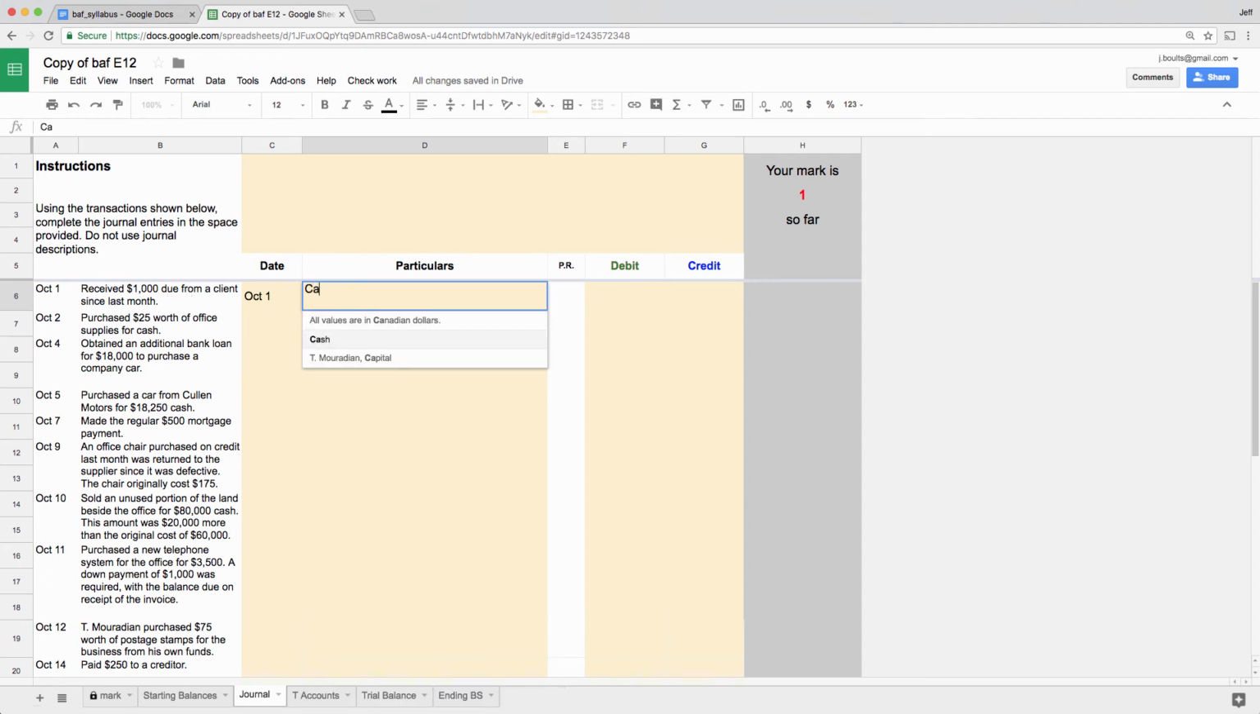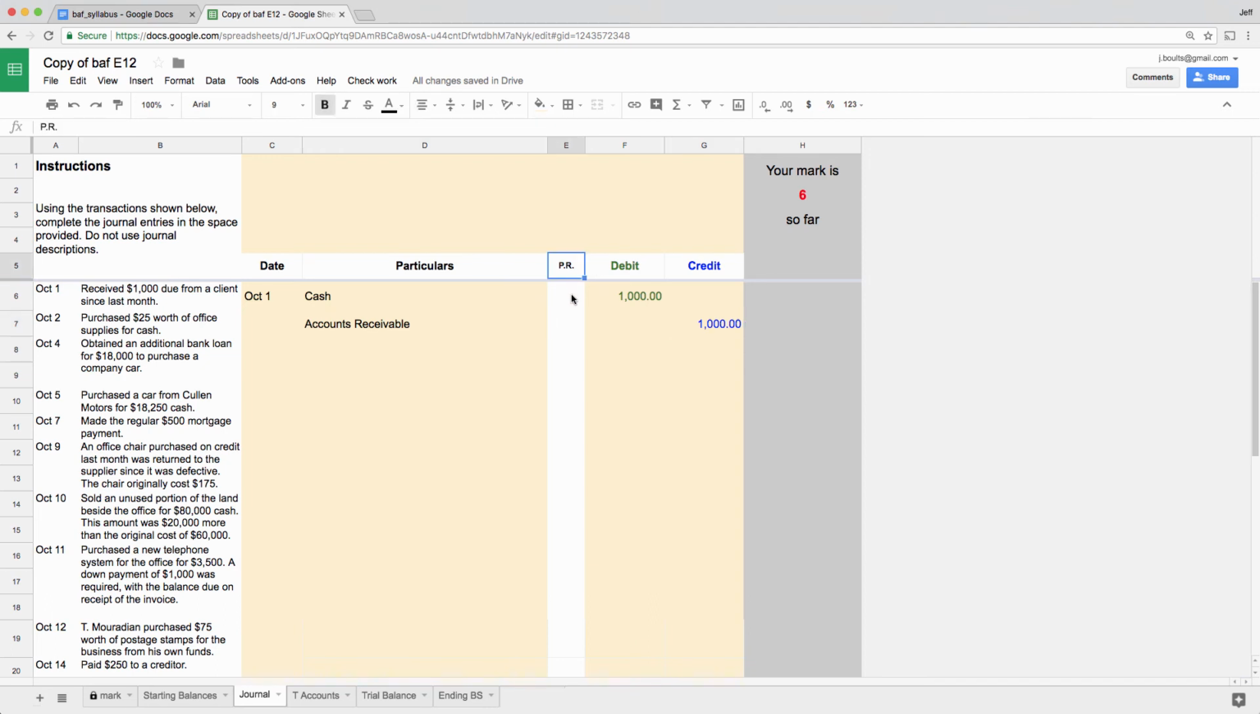So clearly we received cash, right? Because we got paid money. And it was $1,000. So we debit $1,000. And that means the person doesn't owe us as much anymore. So we credit accounts receivable for $1,000 because they paid us, so they owe us less. This makes cash go up. This makes accounts receivable go down. Both are assets, so that balances the equation.